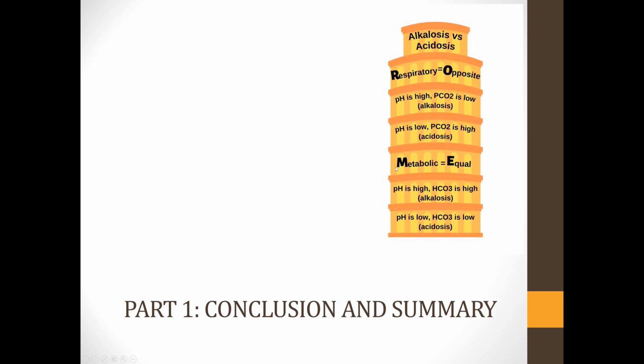And then with the metabolic conditions, your pH and bicarbonate levels will be equal in terms of their direction of change. So pH is high, bicarbonate is high, that would be alkalosis. pH is low, bicarbonate is low, that would be acidosis. So this would be metabolic alkalosis, metabolic acidosis. They use this little trick to remember, ROME, R-O-M-E.